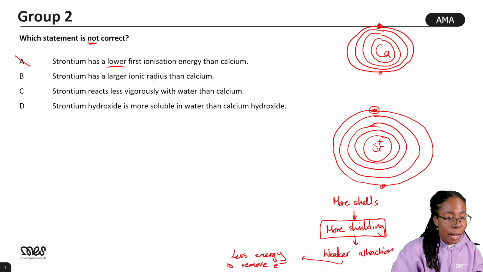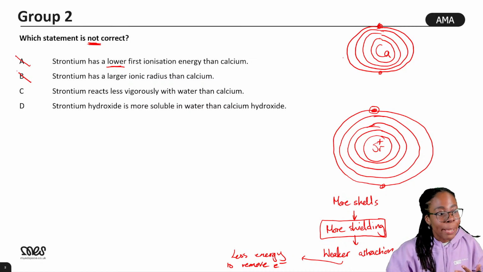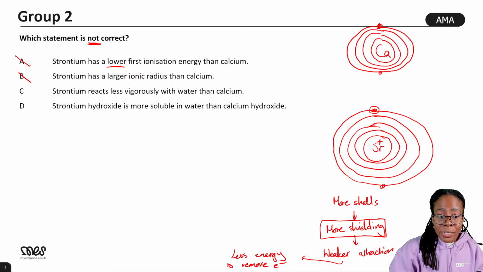Strontium has a larger ionic radius than calcium. Again, we can see straight away. Hi, Pavith. Yay. We can see straight away that that is correct. So that's not our answer. We're looking for something that's not correct. Strontium reacts less vigorously with water than calcium. Well, if we think about our trend in reactivity as we go down group 2, it's going to, again, be able to be explained by our number of shells. Group 2 elements will want to react by losing their outer 2 electrons. Okay, so it's going to be easier to lose those outer 2 electrons if these electrons are further from the nucleus.